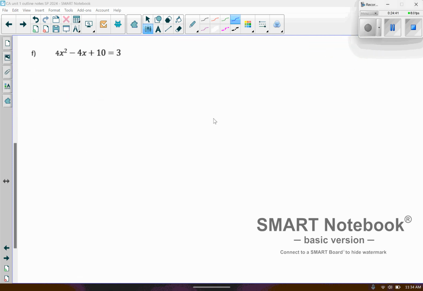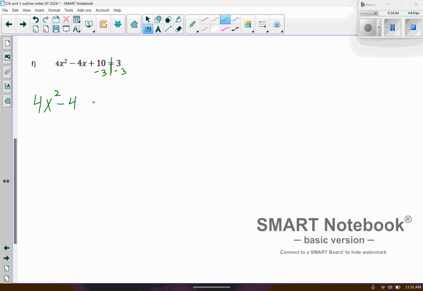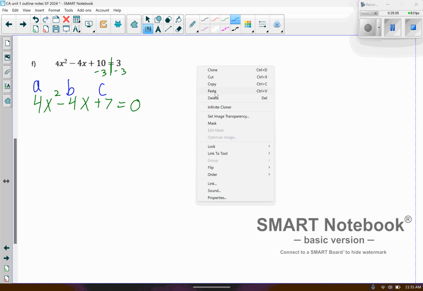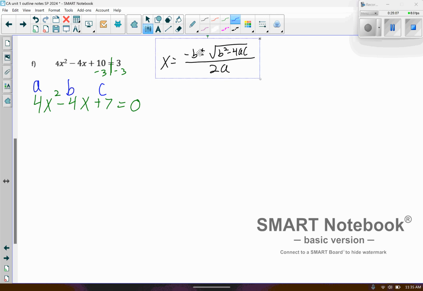Okay, last one. And this one should be pretty similar to the one we just completed, except that I have to first get this set equal to 0. So I'm going to have to subtract 3 from both sides. So let's see, I end up with 4x squared minus 4x, and then this will turn into a plus 7 equals 0. So here's my a, my b, and my c. And then let's go ahead and paste that. So there's my formula.